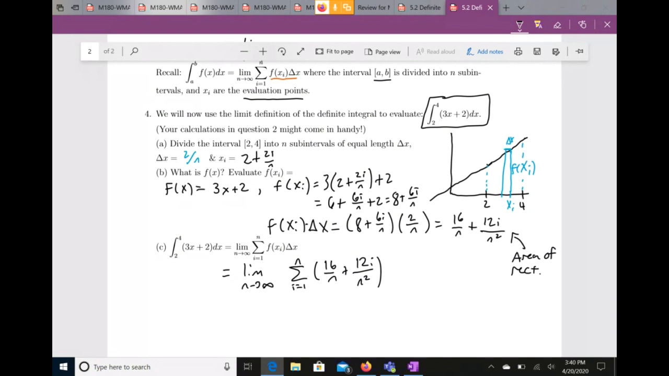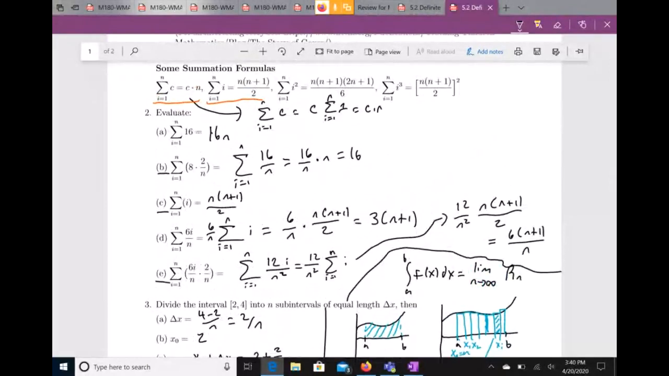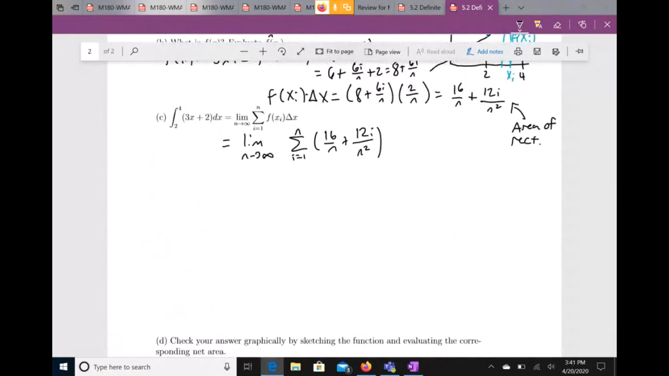I'm going to split you all into groups, and I want you to try to finish this problem. So evaluate this limit. Before you worry about the limit at all, you really just want to come up with an expression for the sum, just like we did up here, where we took a sum and ended up getting some expression just in terms of n. Then you can take the limit as n goes to infinity. So first evaluate the sum, then take the limit going to infinity.